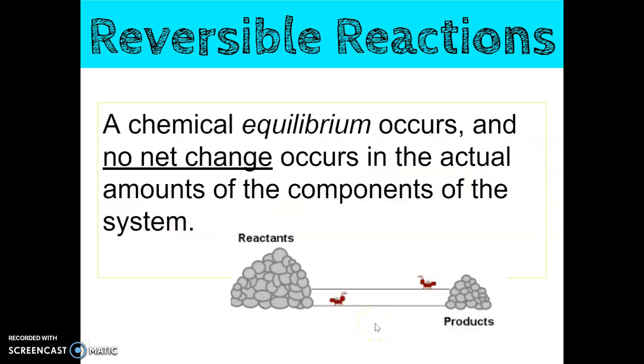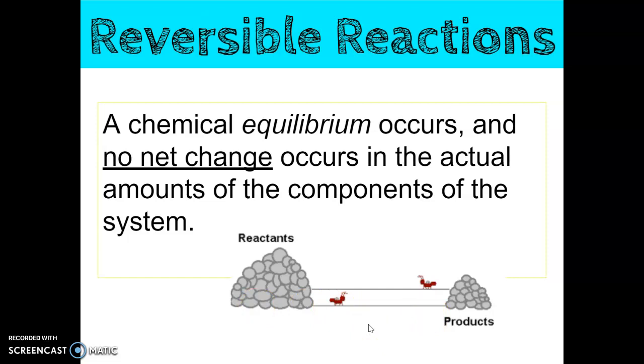And then this is just a reminder. So remember, equilibrium occurs when there's no net change. So not necessarily the same amount of products and reactants, but a point at which the products and the reactants are not changing. So remember, reactants are on the left, products are on the right. And here we have our little ants demonstrating this here as they're moving the little pebbles back and forth. Okay?